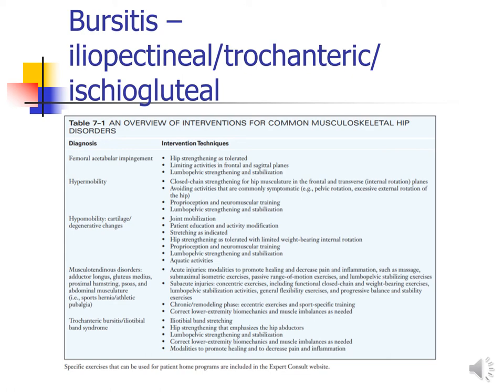You'll see those concerns that we talked about with respect to hyper or hypomobility at the hip that we've talked about with the treatment-based classification scheme. You'll see some guidelines for musculotendinous disorders. And then finally down there at the bottom, we talk about trochanteric bursitis and IT band syndrome.